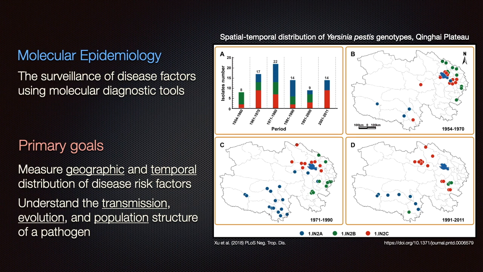Molecular epidemiology, as the name implies, is analogous to more traditional epidemiology, which is also interested in the distribution of disease risk factors. Molecular epi is more concerned with the molecular characteristics of a particular infectious disease pathogen. As an example, in this figure here, this is a spatial temporal distribution, or distribution over time and space, of Yersinia pestis genotypes. This is the pathogen that causes bubonic plague.